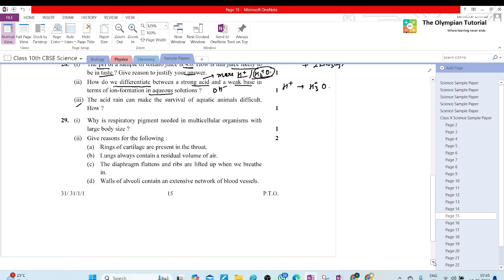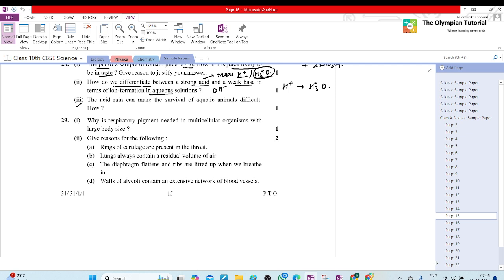Why is a respiratory pigment needed in multicellular organisms with a large body size? Ma'am, because gaseous exchange cannot take place with diffusion alone. It would take a large amount of time. That's why we have respiratory pigments like hemoglobin present in the blood, which combine with oxygen and transport it to various parts of the body fast. Very good.